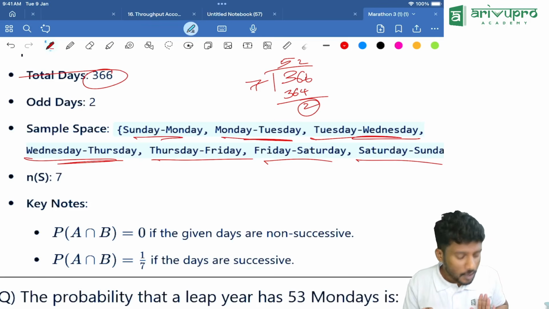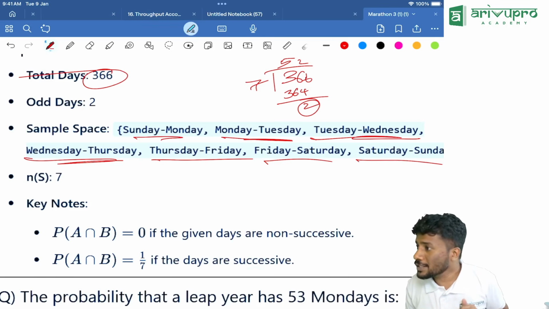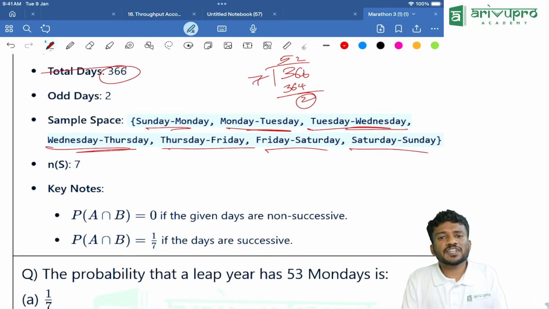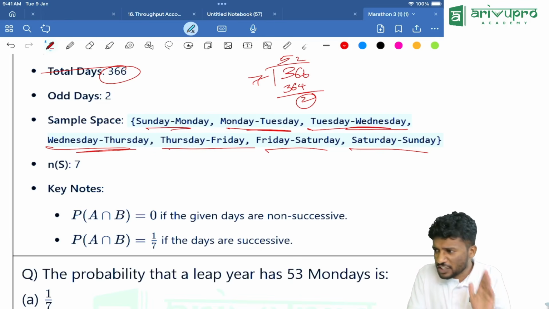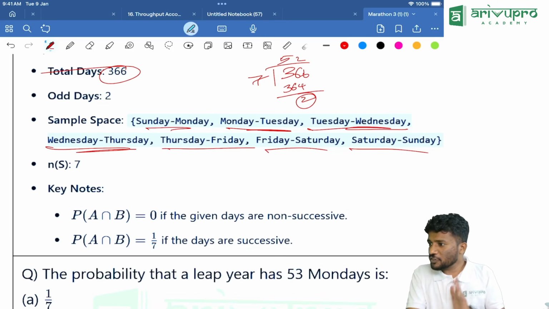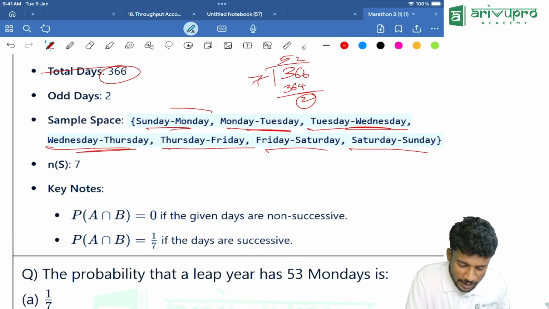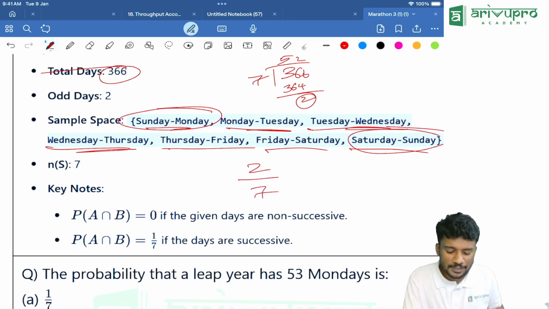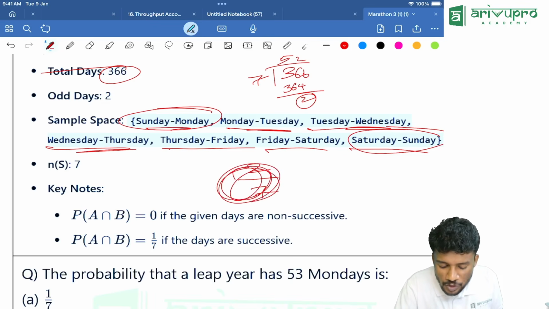Am I correct? Now, what is the probability of getting 53 Sundays in a leap year? So Sunday, Monday can be a possibility, or Saturday, Sunday can be a possibility. So 2 by 7 will be your answer. Now tell me, what is the probability of getting 53 Wednesdays in a leap year? 2 by 7.